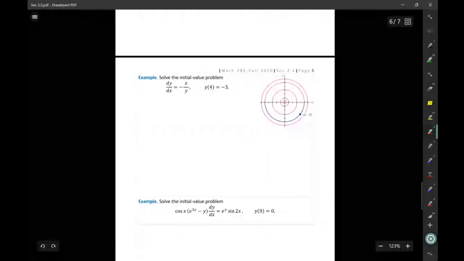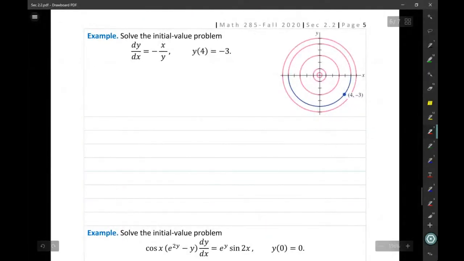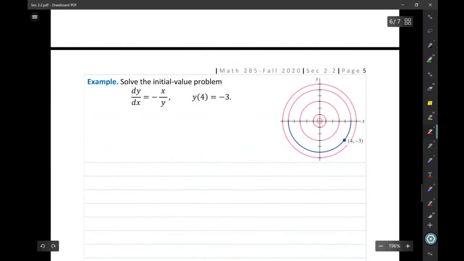Okay, let us see now the next example. It says: solve the initial value problem. This is a very nice one. We said an initial value problem is a differential equation with a condition, an initial condition.